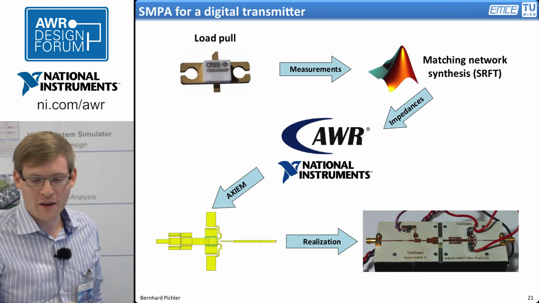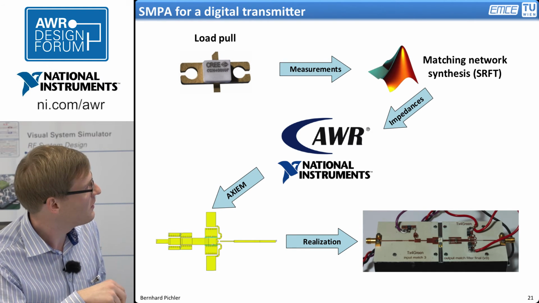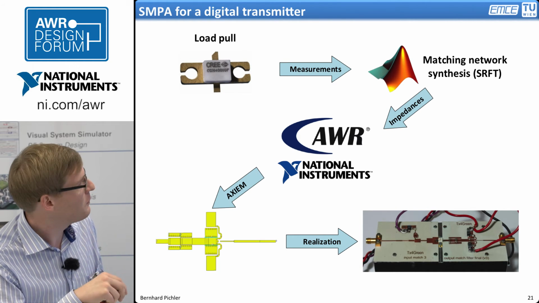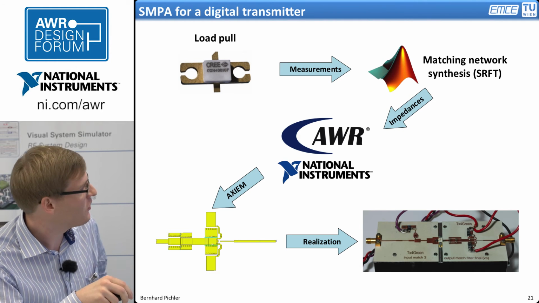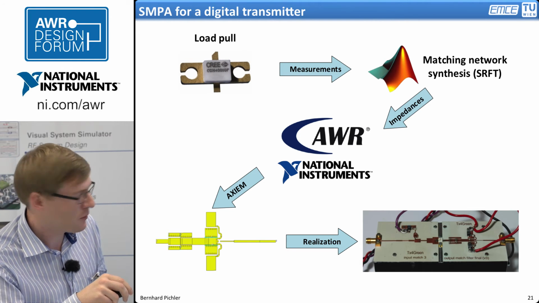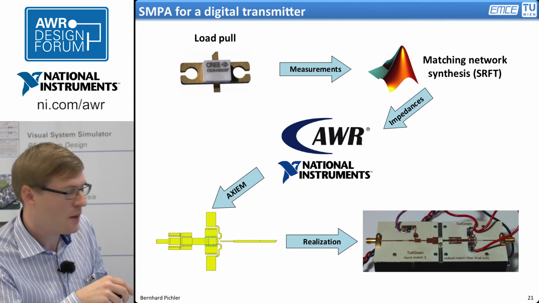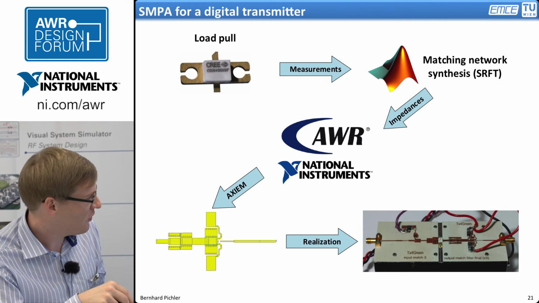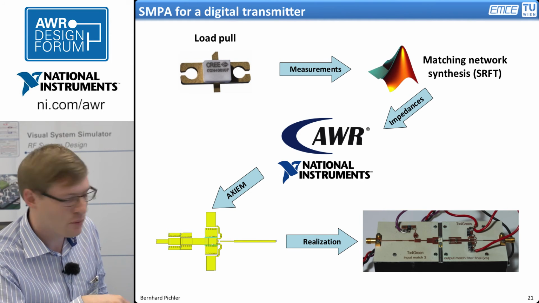And here you can see the design flow. Firstly, we used our lab setup to carry out load pull measurements. The measurements describe the behavior of the transistor. Then the calculation of the matching network was done in MATLAB. With the calculated impedances, the matching network was designed using closed form solutions and EM simulations using XM. Then the matching network was realized and built in our rapid prototyping process in our lab.